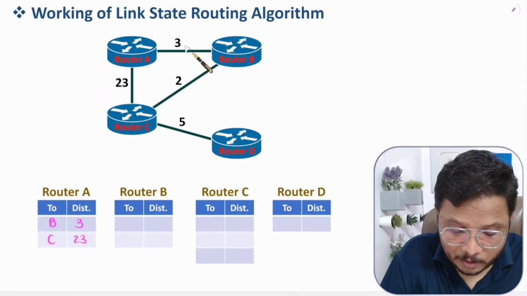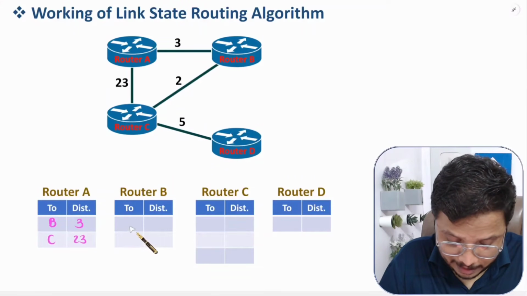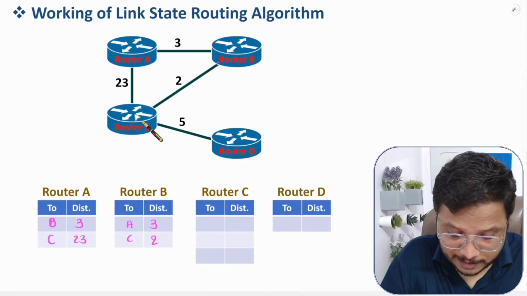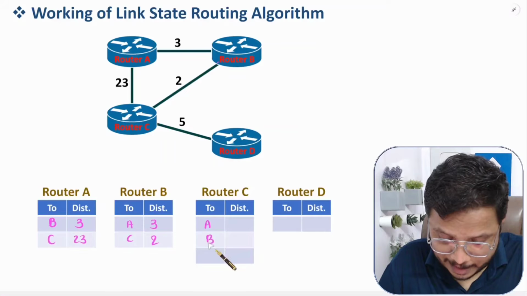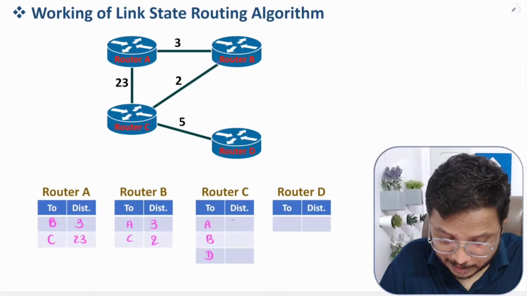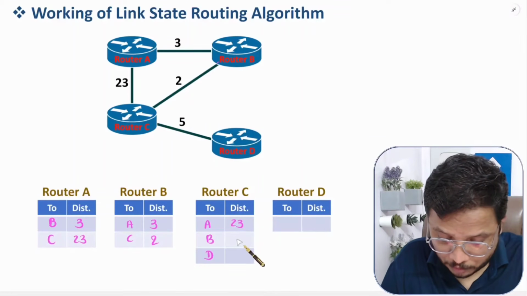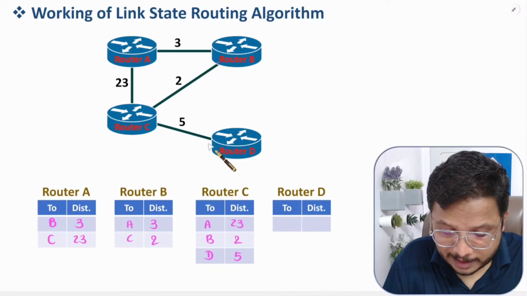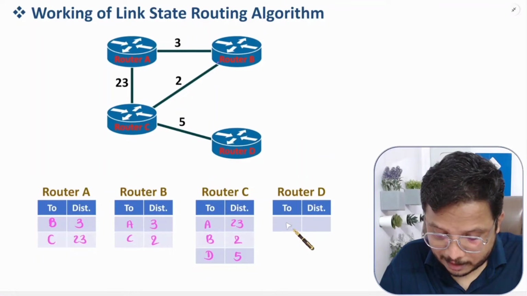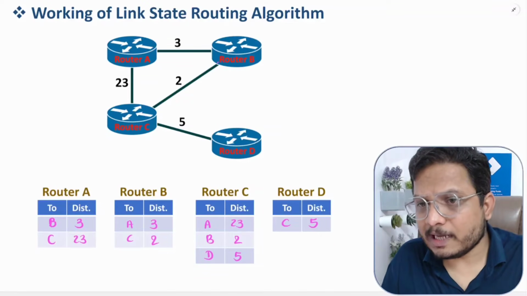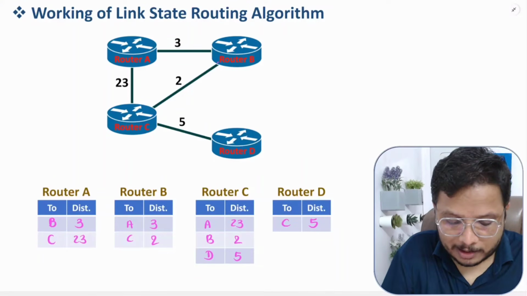Router B will send hello packets to A and C. With A, distance is 3, and with C, distance is 2. Router C will forward hello packets to A, B and D, and the distances will come based on acknowledgement. With A it is 23, with B it is 2, and with D it is 5. Router D is connected with C only, so it can send a hello packet to C only, and it will identify the distance, that is 5. So that is how link state determination is done by all the routers.